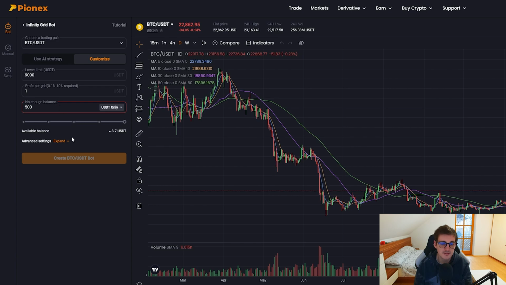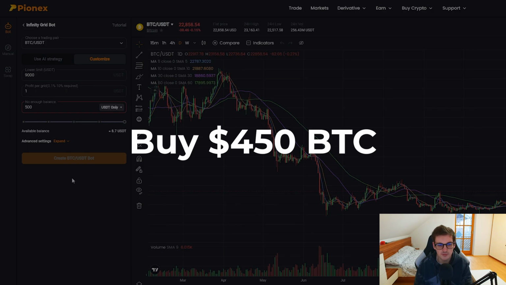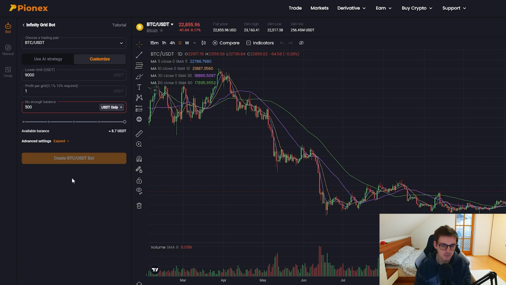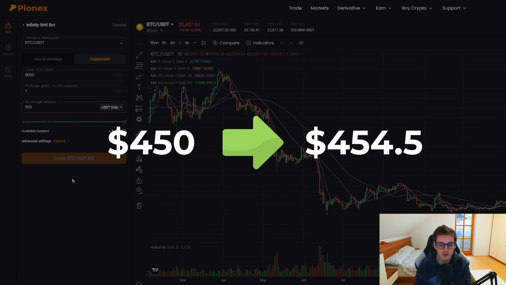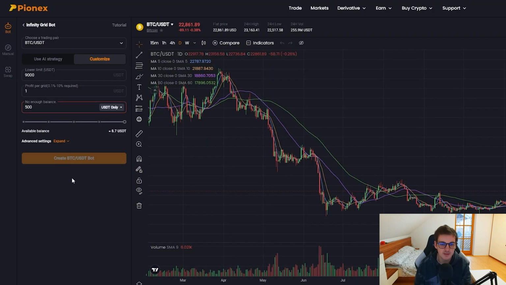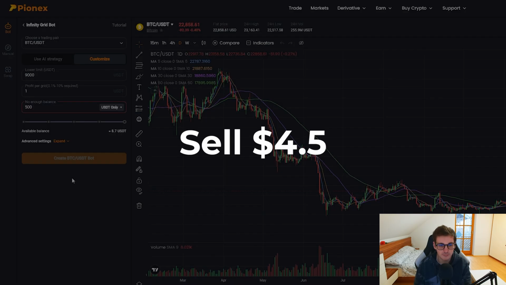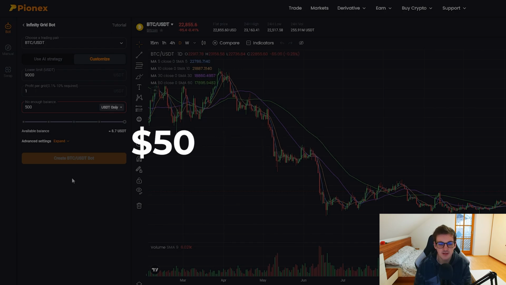The current price of Bitcoin is at $10,000. Once started, the bot will immediately buy Bitcoin for $450 and will keep $50 in USDT in case the price falls. The bot will then make sure that the value of the Bitcoin will always be $450. If the price increases by 1% to $10,100, the value of your Bitcoin will also increase from $450 to $454.5.